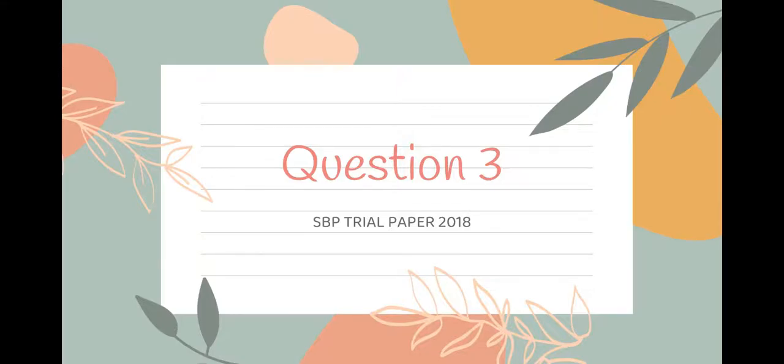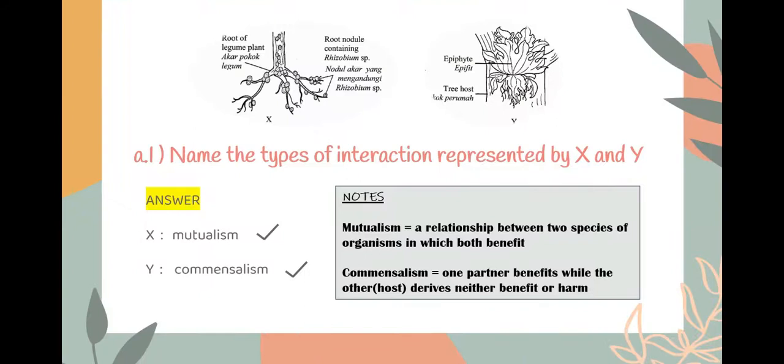Bismillahirrahmanirrahim. Now I'm going to present SPP Trial Paper 2018, Paper 2, Question 3, which is about Dynamic Ecosystem in Chapter 8. For the first question, based on the diagram above, name the types of interaction represented by X and Y. The answer is X is mutualism, Y is commensalism.